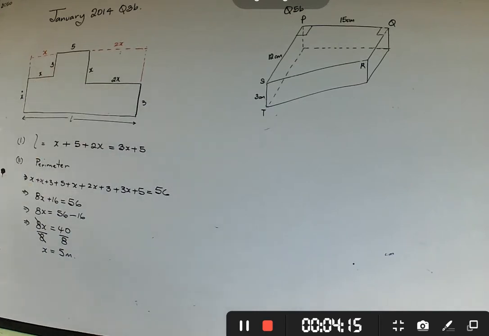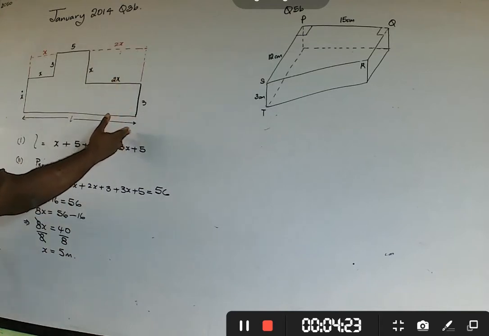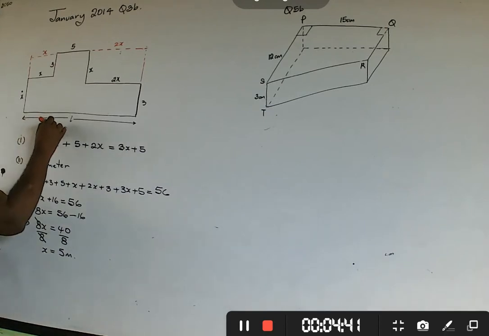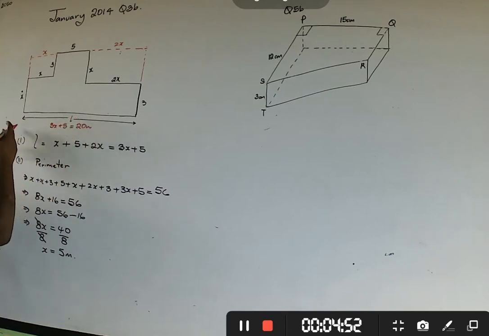I don't have to do it like that. What I'm saying is, I would find the entire area, length multiplied by width. Then I would take away this piece and this piece. You understand? L is 3x plus 5, but x is 5. So 15 plus 5, 20 meters. So L is 20.